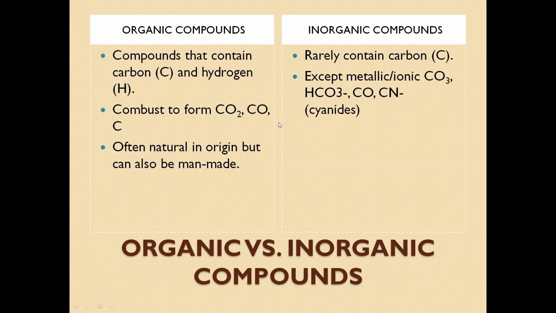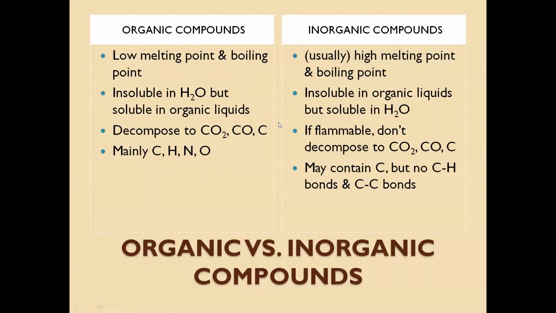Now, let's differentiate it from one another, okay? So, organic compounds have a low melting and boiling point, and they are insoluble in water, but soluble in organic liquids or organic solvents, right? Examples of organic liquids are ethanol and hexane. So those two are examples of organic solvents, okay? And they decompose or break down to carbon dioxide, carbon monoxide, and carbon. They are mainly made up of these four elements: carbon, hydrogen, nitrogen, and oxygen, all right?